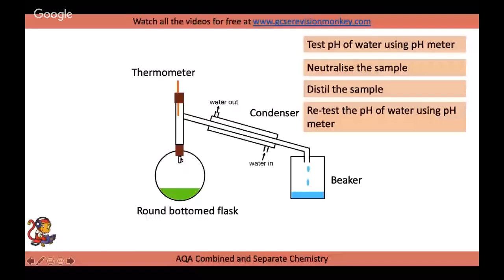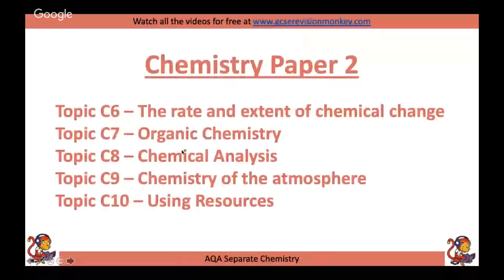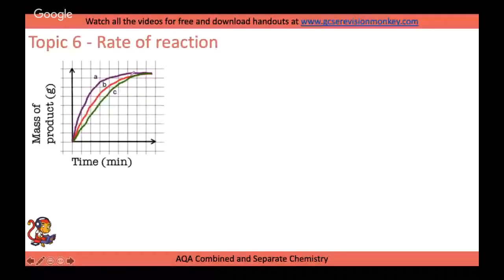Okay, moving on to some content then for chemistry paper 2, topics 6 to 10. A little bit more on rate of reactions first. Just looking at these graphs like we did before, you might have mass of product over time. The time might not be in seconds, you might have it in minutes or hours, depending on how quickly the reaction takes.